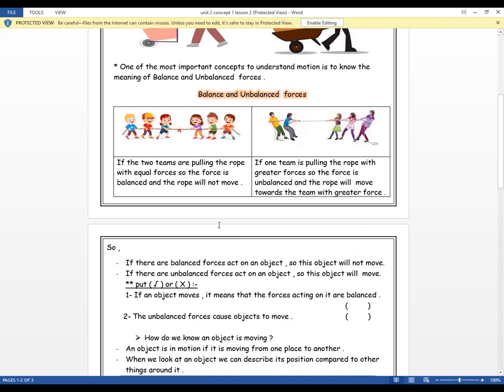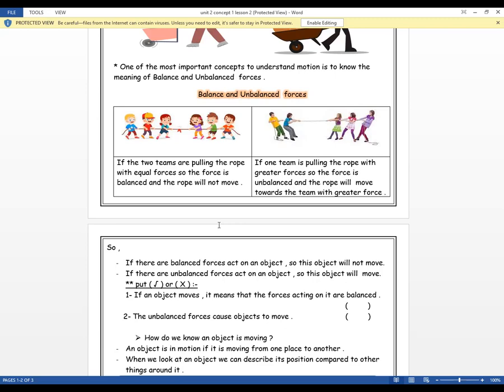One of the most important concepts to understand motion is to know the meaning of balanced and unbalanced forces. Look at the 2 pictures here. In the left one, if the 2 teams are pulling the rope with equal force, the force here is balanced. What is the meaning of balanced? It means equal force. The 2 teams pull with the same force, so the rope will not move because it is balanced force.